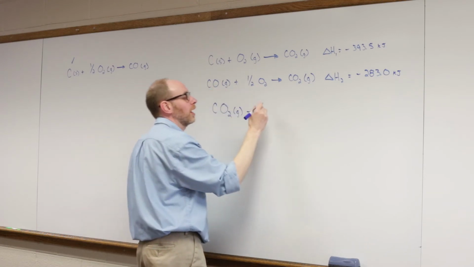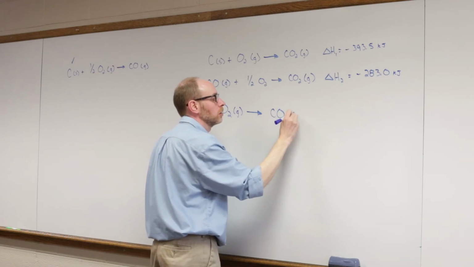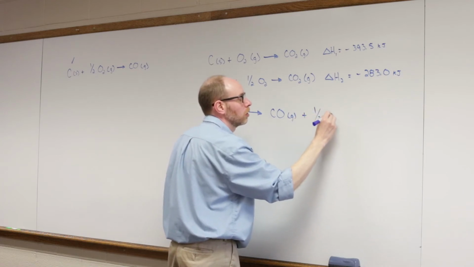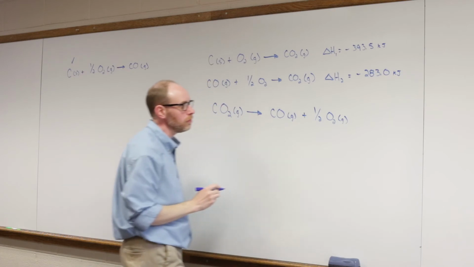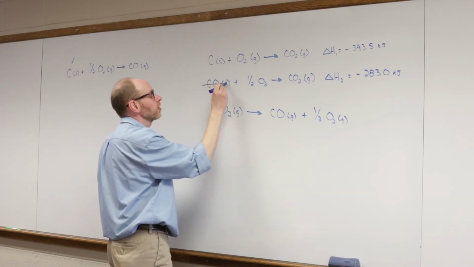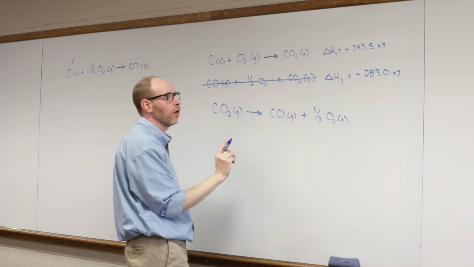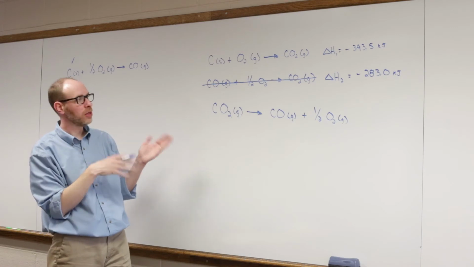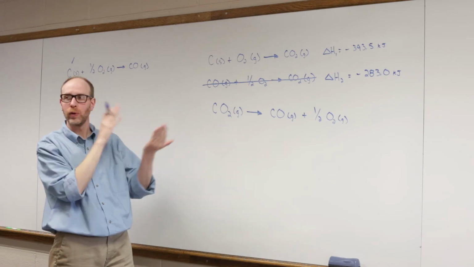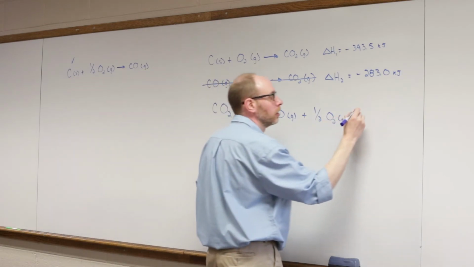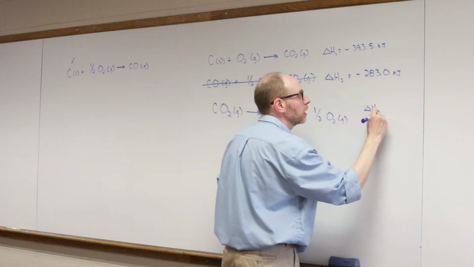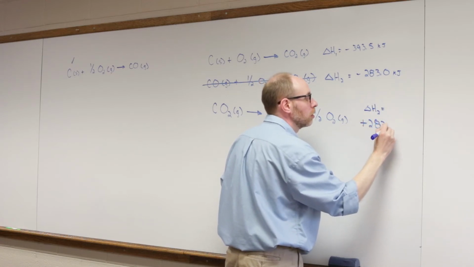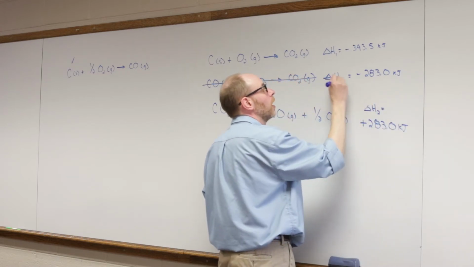And I'm going to take carbon monoxide as a reactant, and 1/2 oxygen as a reactant, and make them both products. Now when I do that, I'm not going to use this equation anymore because I've reversed it. And I'm also not going to use this enthalpy as it is. Because remember, the property of enthalpy of reaction is that when we switch the reaction around, the enthalpy changes sign. So our delta H2 is now plus 283 kilojoules as opposed to minus.